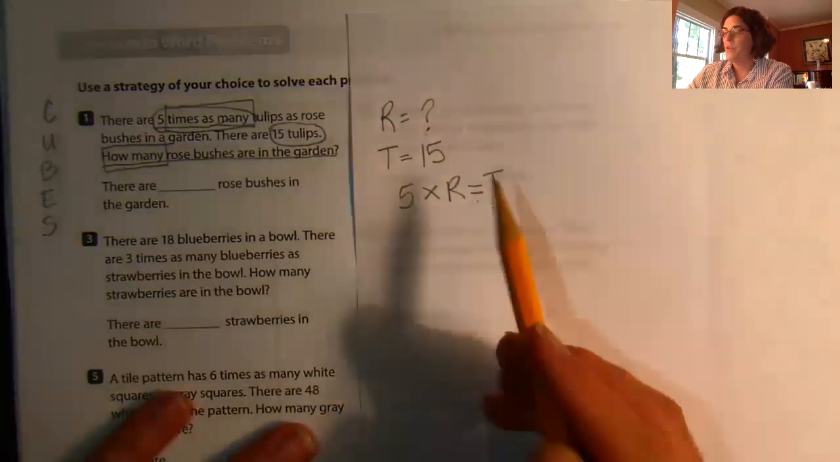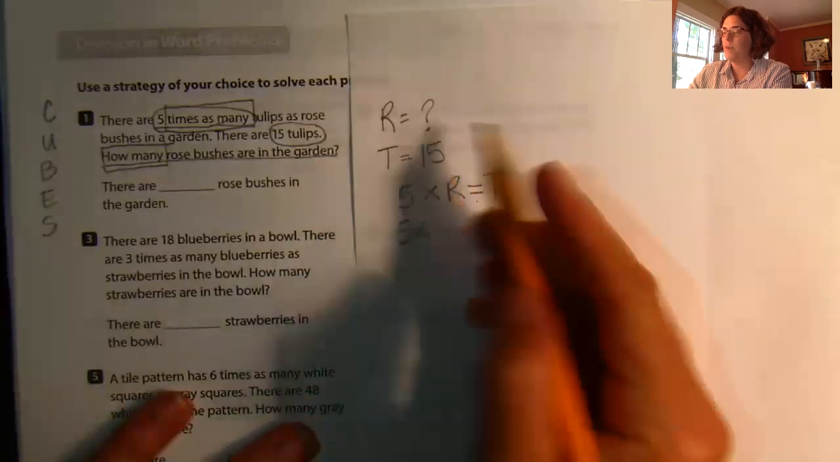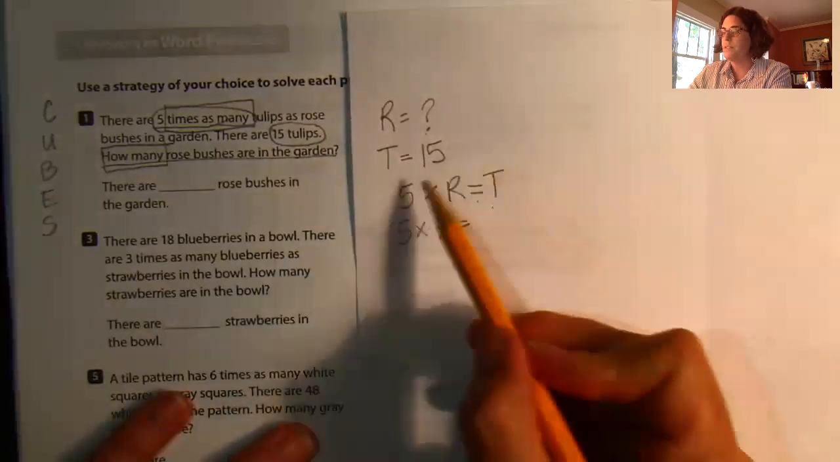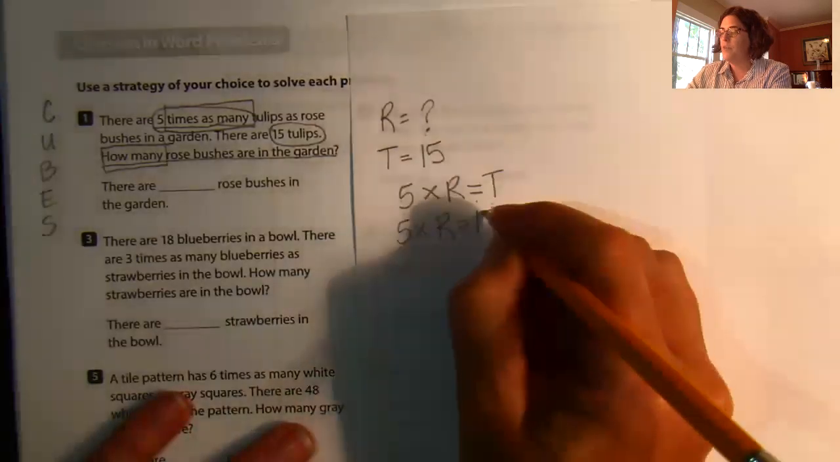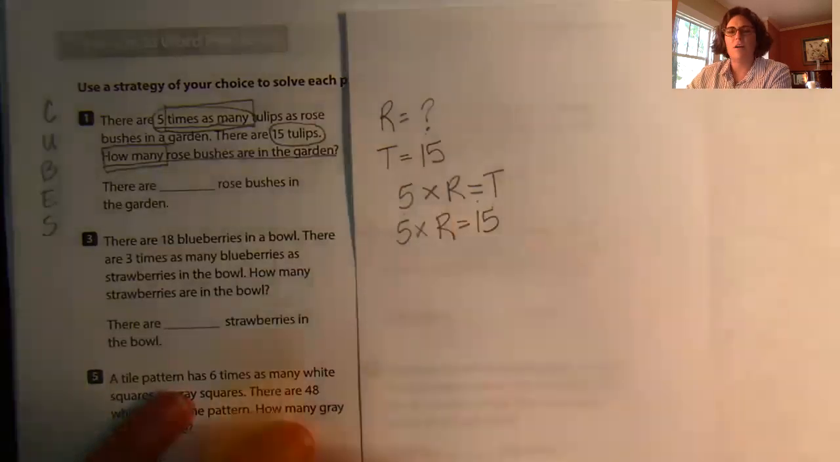5 times, do we know roses? Nope, that's the problem we're trying to figure out. Equals tulips. Do we know our tulips? Yes, we do. They equal 15. 5 times R equals 15. Now, can we multiply 5 times R? No, we don't. We need to use the inverse operation.